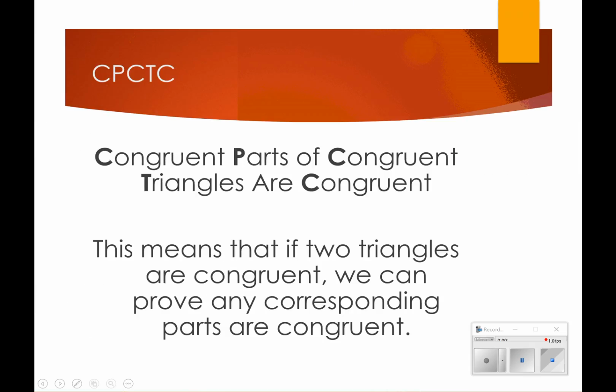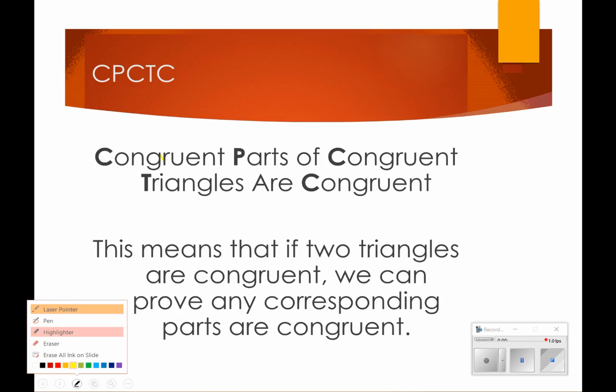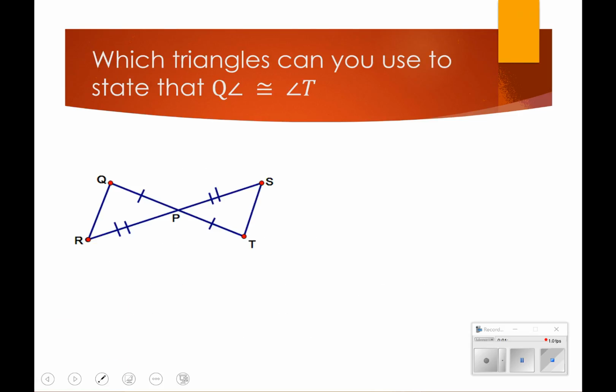I kind of jokingly call it this theorem because it's CPCTC. And CPCTC is basically corresponding parts of congruent triangles are congruent. So that's where we get the CPCTC from. And like I said, I call it this theorem just because it's a whole bunch of things that get together. But basically, that means if we know that two triangles are congruent, we can prove any corresponding parts are congruent.